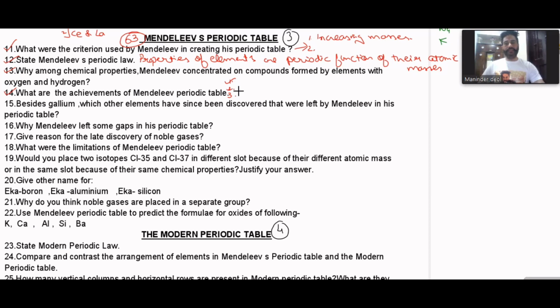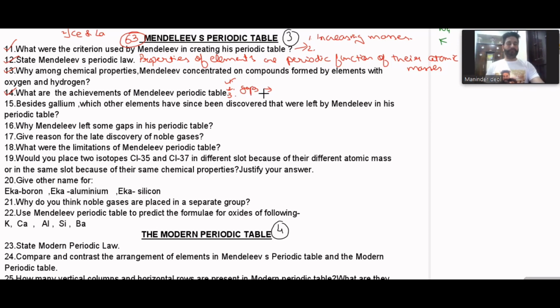Now second is very important. He also left some gaps in his periodic table. Now what are these gaps for? For those elements which were not discovered yet but would be discovered in the future and occupy these gaps. This is a very important point, that Mendeleev guessed that some elements will be discovered in the future, and he left some gaps for those elements. Now which elements? We have to give examples of those elements which were discovered later after Mendeleev, and he also gave names to those elements.